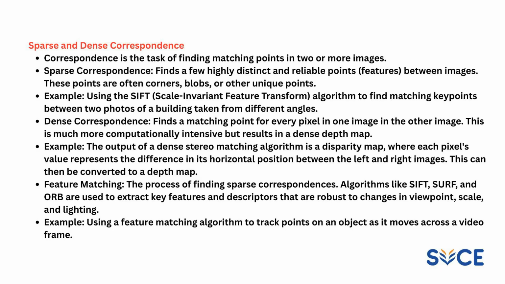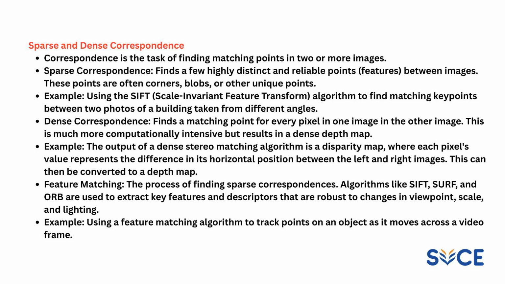Now let's push further. What if instead of just a few anchor points, we want to match every single pixel from one image to the other? That's dense correspondence. It is much heavier computationally because the computer is solving millions of little matching problems. But the result is much richer. You get a dense disparity map, right?